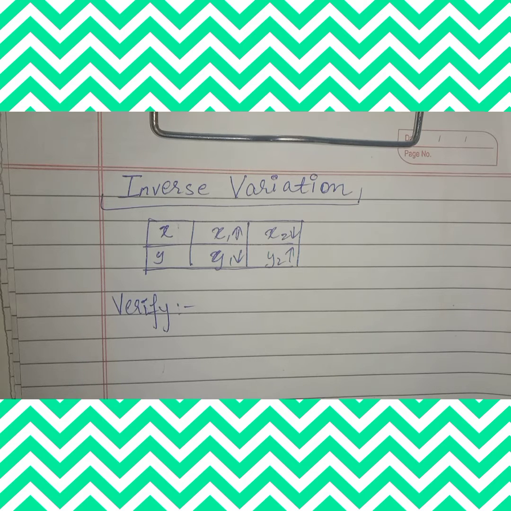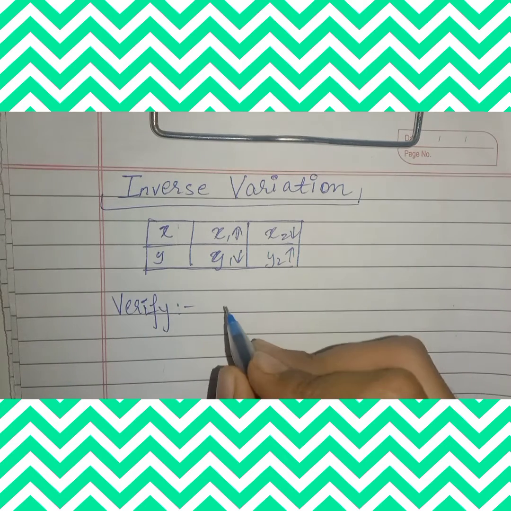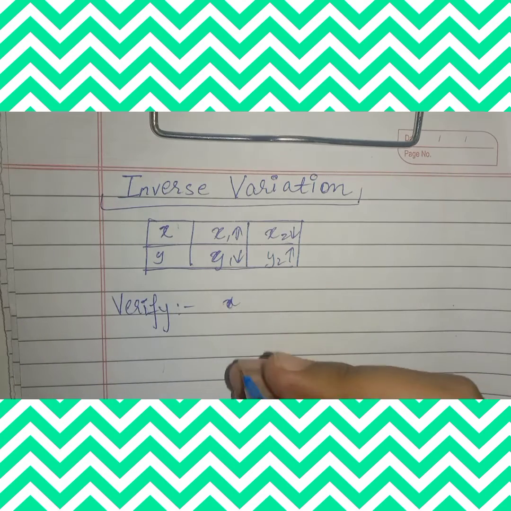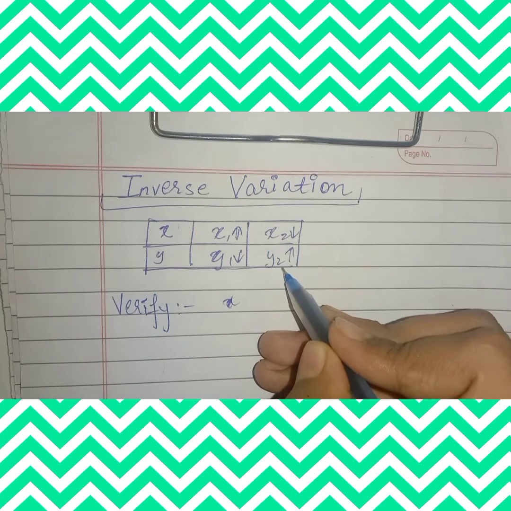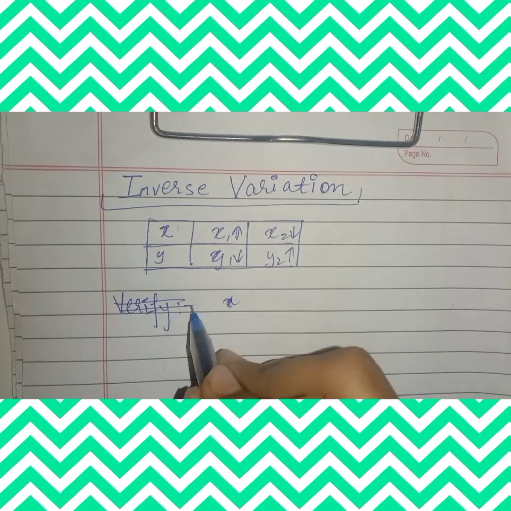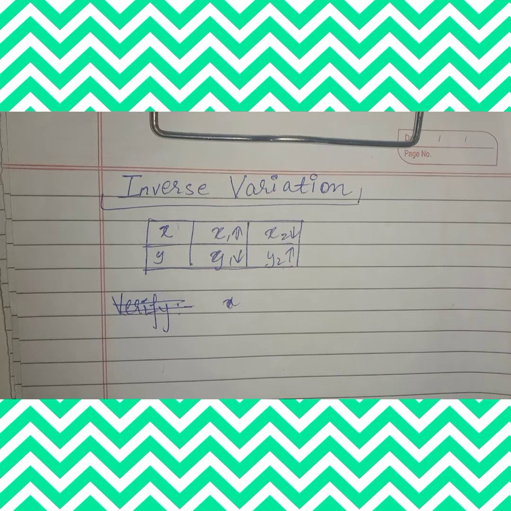Now I am going to tell you how to verify that your answer for inverse variation is correct or not. You just have to multiply the numbers and then divide by the second x2 or y2, or x1 or y1. You will understand it when I take some examples and solve some questions.